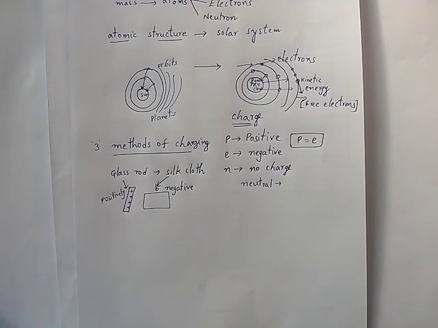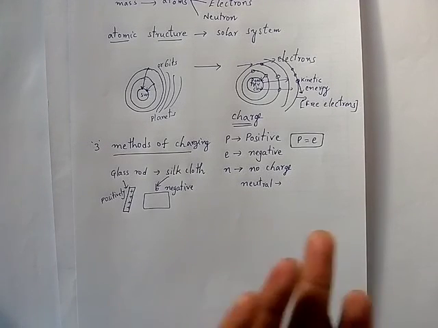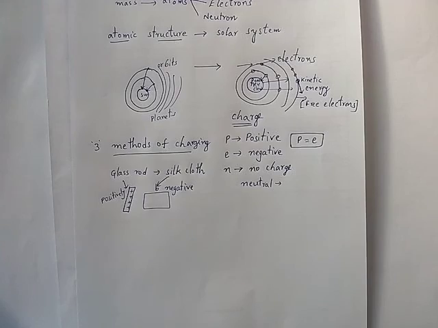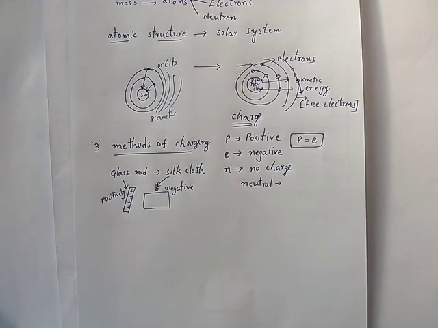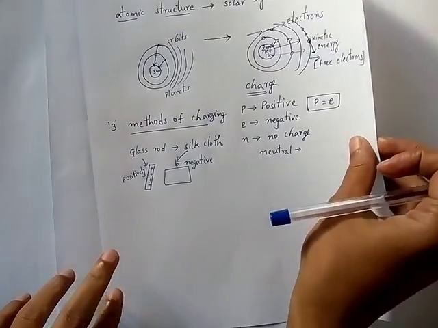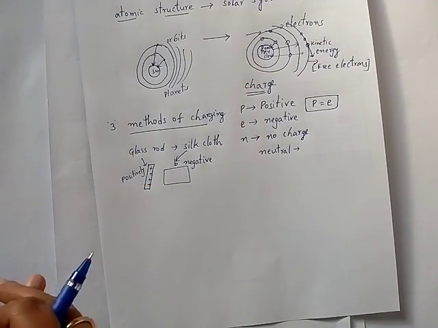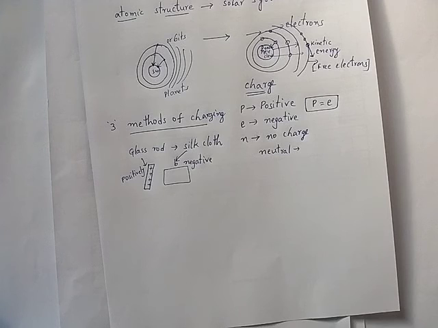These free electrons sometimes go to the other body. They transfer from one body to the other when the other body is in contact with that body. So the first thing scientists observed is that whenever two bodies are in contact or there is some rubbing action, the atoms have electrons, and these electrons are able to transfer from one body to another.